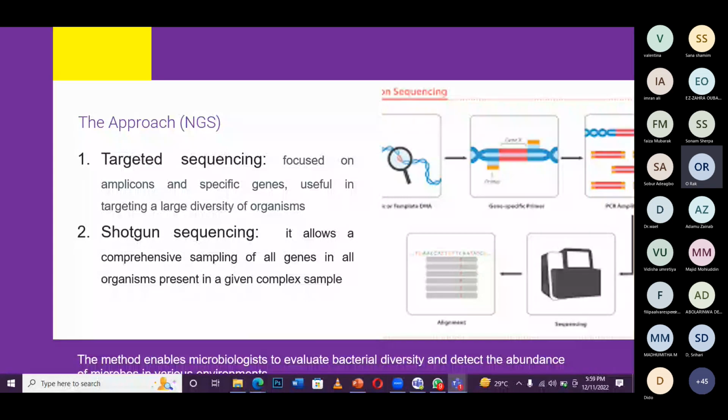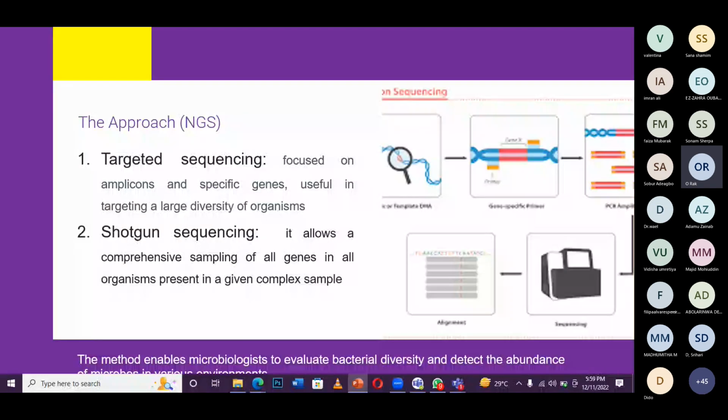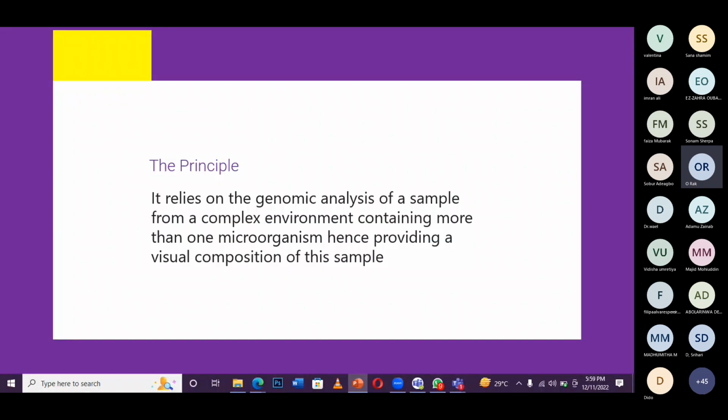Then we have the principle. This is the approach, and this is the principle. It relies on the genomic analysis of a sample from a complex environment containing more than one organism, hence providing a visual composition of the sample. You'll be able to know the names of specific strains and organisms, and their abundance in that particular environment, be it soil, water, or others.